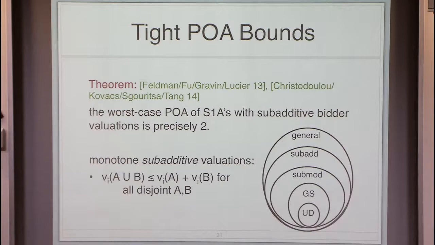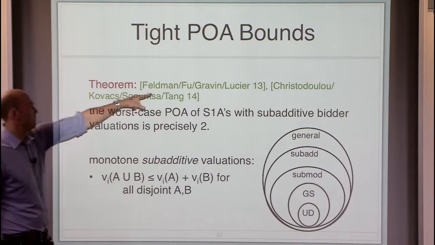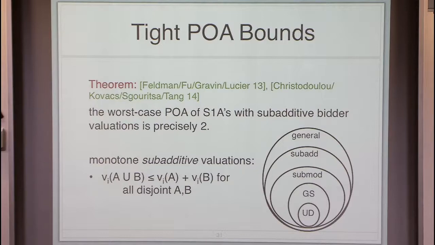There's one paper that has the upper bound, and one paper that has the lower bound. Both of these papers are really, really cool. The upper bound is in Feldman, Fu, Gravin, and Lucier. What's really cool about the upper bound is that this is one of those rare cases where smoothness is not a sharp enough tool to prove the optimal bound. Smoothness gets stuck at logarithmic in the number of items. That's an old result of Christodoulou, Kovács, and Schapira, and you basically can't do better than log m using the standard smoothness type arguments.